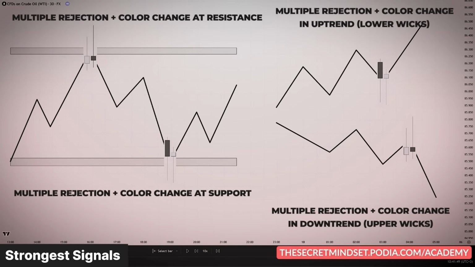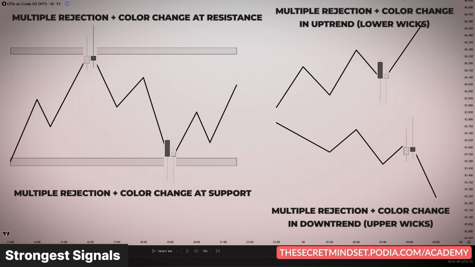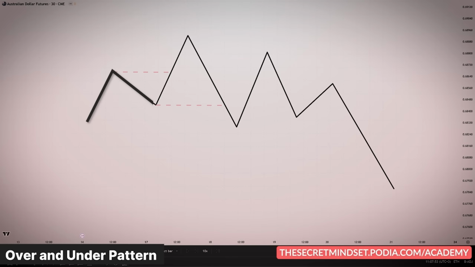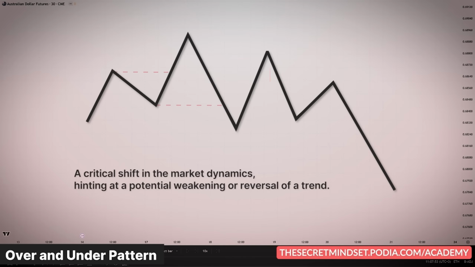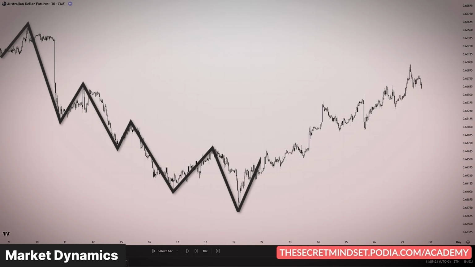If this pattern appears at a known resistance level, the message it sends is even stronger. Traders often place their stops around these levels, and the activation of these stops can accelerate the price movement downward as the bearish sentiment takes hold. The over and under pattern is one of the most effective price action strategies. This pattern essentially signals a critical shift in the market dynamics, hinting at a potential weakening or reversal of a trend. So in any trading market, prices are driven by supply and demand.